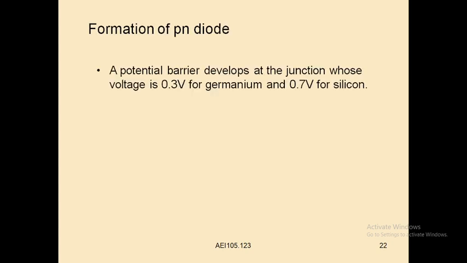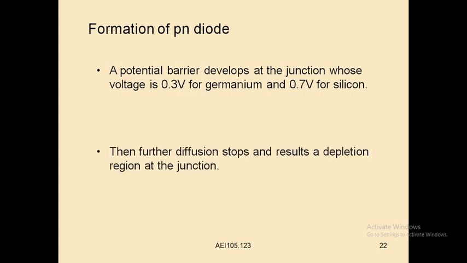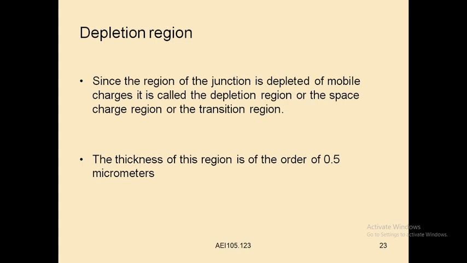Here, while coming to another point, a potential barrier develops at the junction whose voltage is 0.3 volts for germanium and 0.7 volts for silicon. The further diffusion stops and results in a depletion region at the junction. Here, what is a depletion region? Since the region of the junction is depleted of mobile charge carriers, it is called a depletion region or space charge region or transition region.